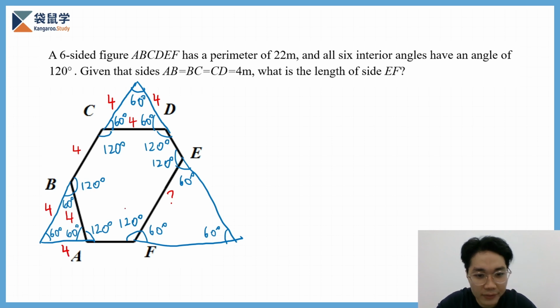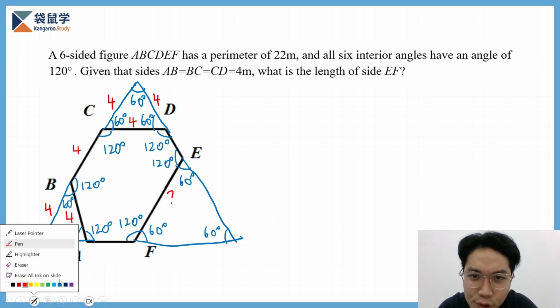Here is 4. Here is 4. This one, we still can't put, because we don't know what EF is. We are trying to find it. Over here, we actually have a new triangle. And what can you tell me about this new triangle? It is also an equilateral triangle because all the angles are 60 degrees. So, actually, we have one of the sides already.